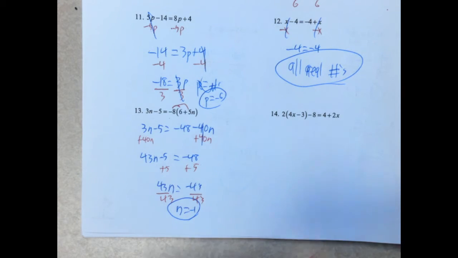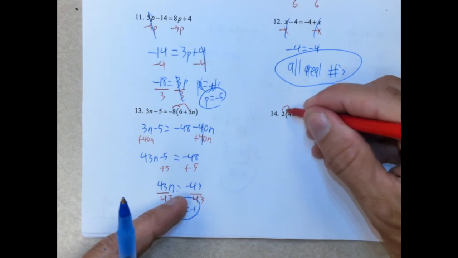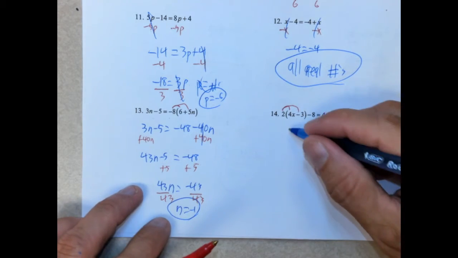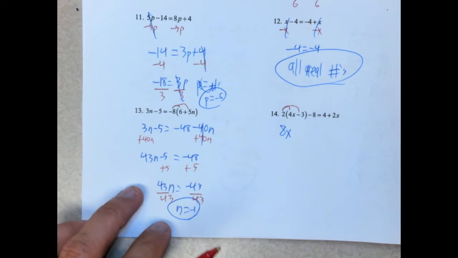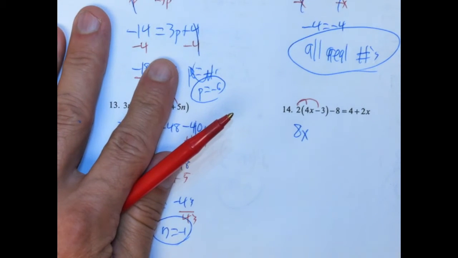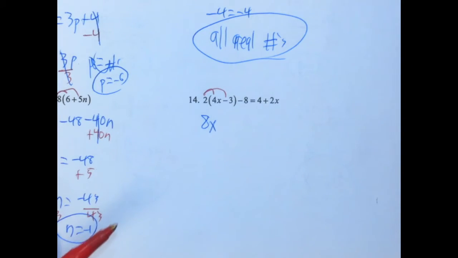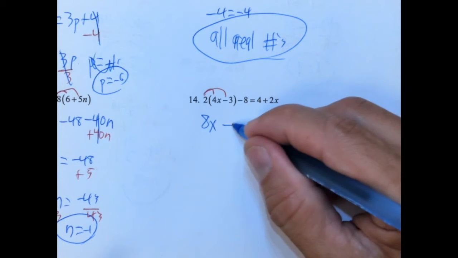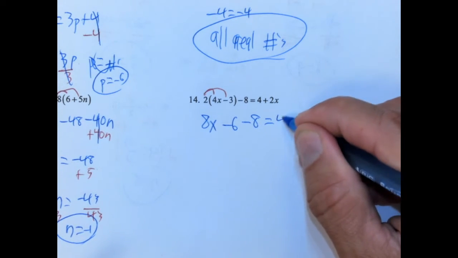Okay. Let's do the same deal over here. Go ahead and distribute this too. So 2 times 4x is going to be 8x. I'm going to zoom in a little more. I should have done that earlier. Oh well. 8x minus 6 minus 8 equals 4 plus 2x.